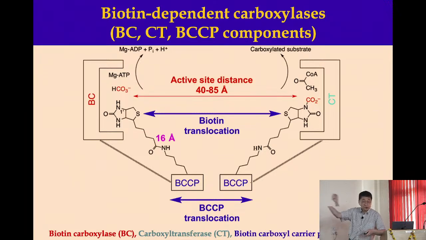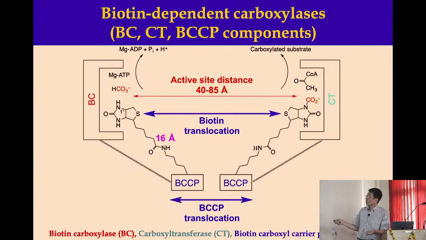So for a long time, people thought biotin is linked to BCCP through this 16-angstrom arm. And everybody thought that the arm is long enough, that the arm starts waving back and forth because the biotin needed to go back and forth. So everybody thought this arm moving back and forth is enough for the biotin to reach both the BC and the CT active site.